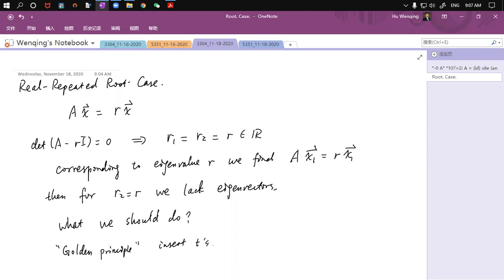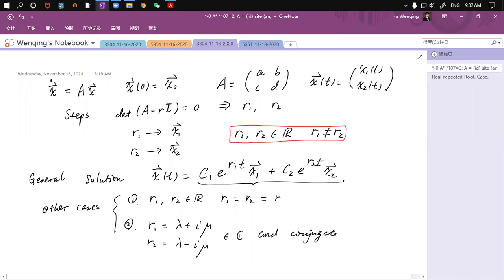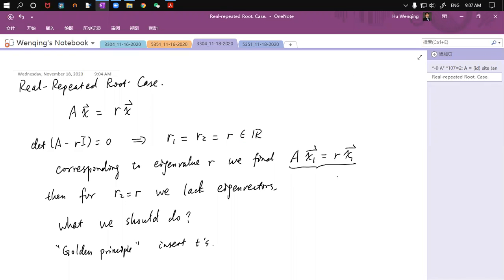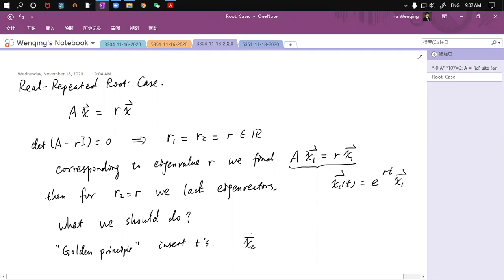So basically, for example, for the first eigenvector, like what you saw before, your fundamental solution is going to be e to the power r1 t. In the vector case, you're going to have x1. So the first part of the solution, x1 of t, is going to be e to the power rt times x1. Then x2 of t, according to the golden principle, you just insert t: t e to the power rt times x1. Then it looks like you should be done, right? So it looks like you're fine with this scenario.